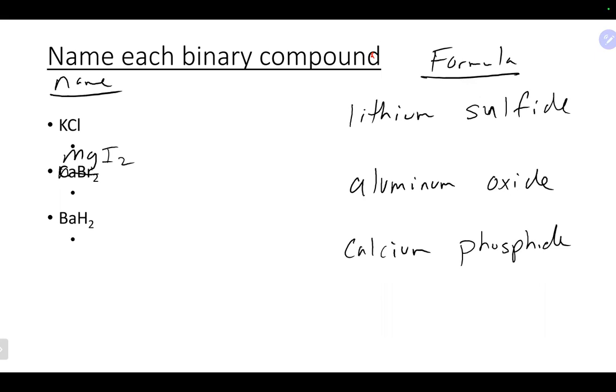Okay, let's take a look. So we'll start on the left here. Again, the best thing to do is identify what you're dealing with. I got K, which is potassium, that's a metal. I got Cl, which is chlorine, which is a non-metal.